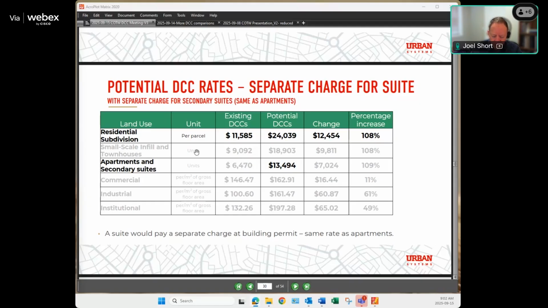I suspect if they're involved in a spectrum of communities, they're probably used to seeing a fairly wide range of development cost charges. But if they're involved in the Lower Mainland, they're definitely used to paying higher DCCs, no question about it.